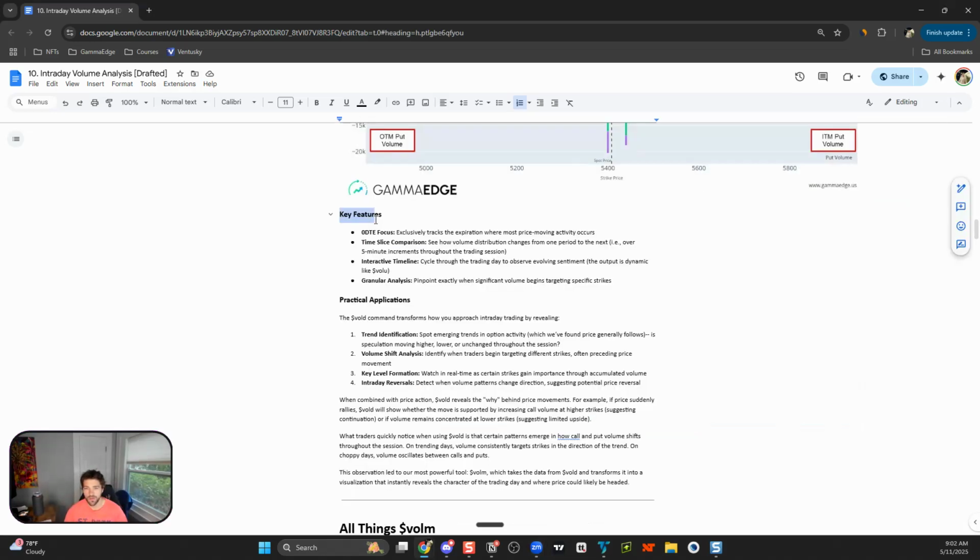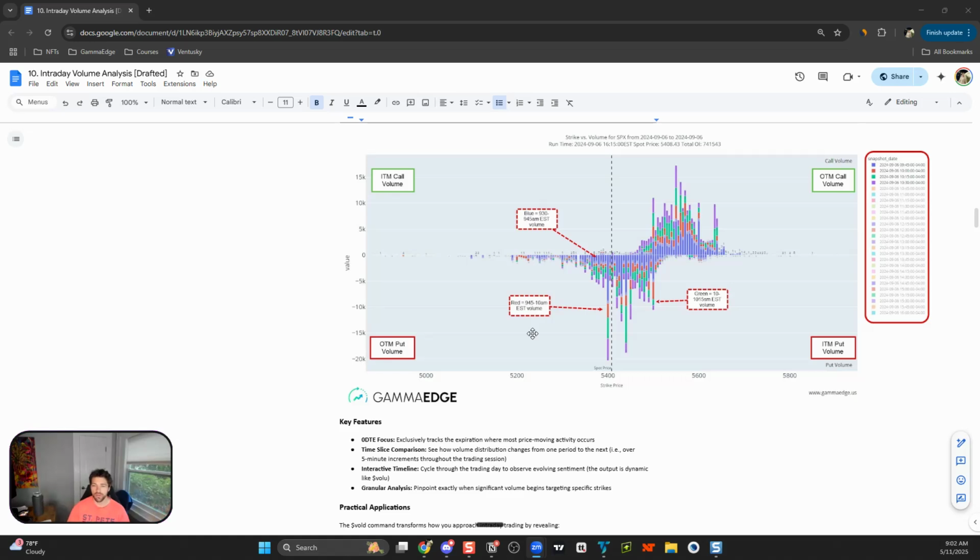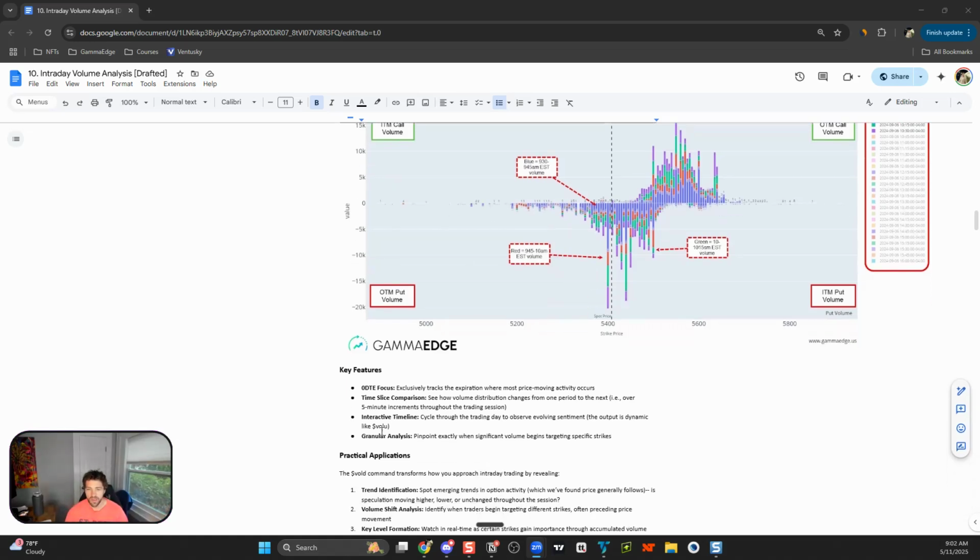So key features of this: it's 0DT focused exclusively. Time slice comparison, meaning you can compare 5 minutes over 5 minutes over 5 minutes throughout the session. This is an interactive chart, so you can cycle through the trading day to understand what's happening. And it's pretty granular analysis, meaning you can pinpoint exactly where significant volume begins, targeting specific strikes.